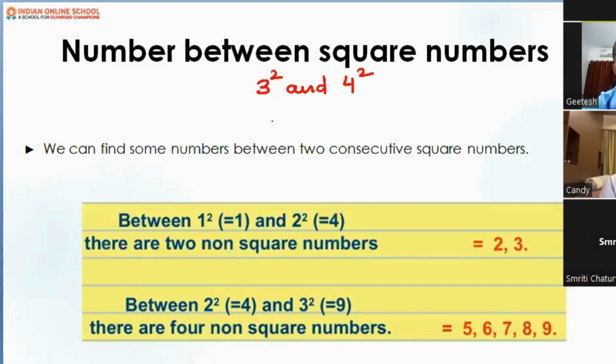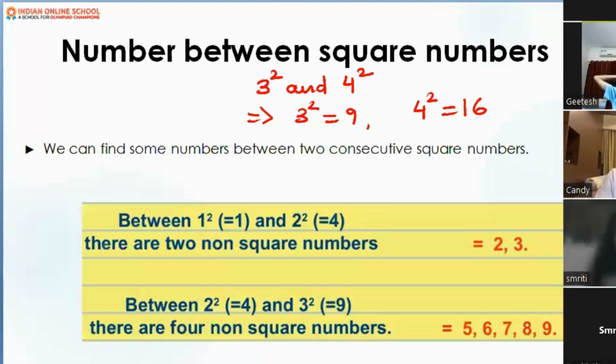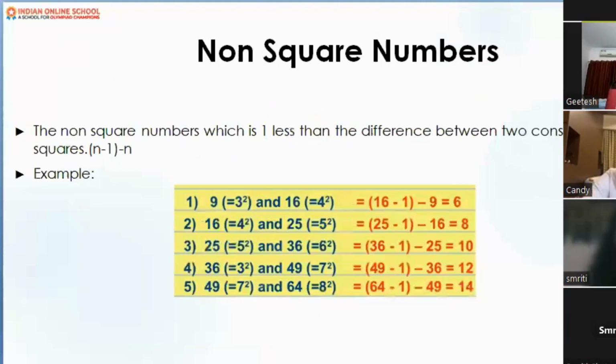So what we can do is, the square of 3 is going to be 9 and the square of 4 is going to be 16. So we can simply find how many numbers are lying between 9 and 16, correct? This method we can apply when we have small numbers. But we can't apply it when we have large numbers, because it will take a lot of time. So for this, we have one formula.